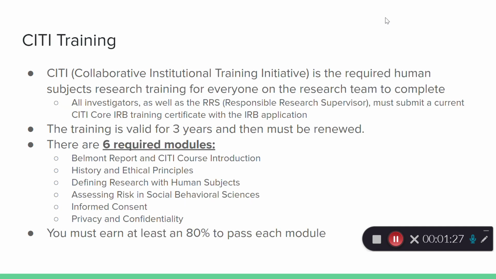Another requirement that you'll have to complete is the CITI training. CITI is also an acronym. It stands for Collaborative Institutional Training Initiative, and it's the required human subjects research training for everyone on the research team. So this includes all investigators. This can include the responsible research supervisor, also known as the RRS, but everyone must submit a current CITI core training certificate with their IRB application.